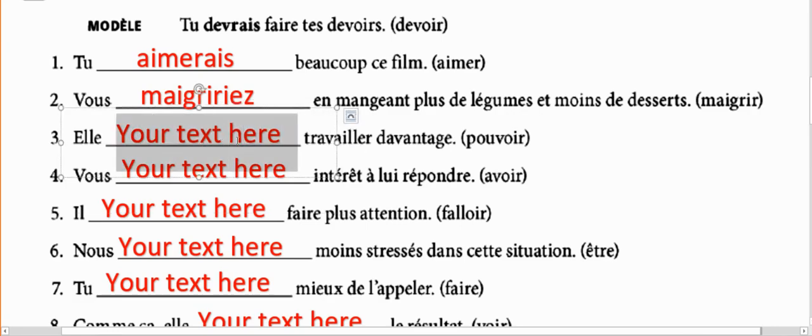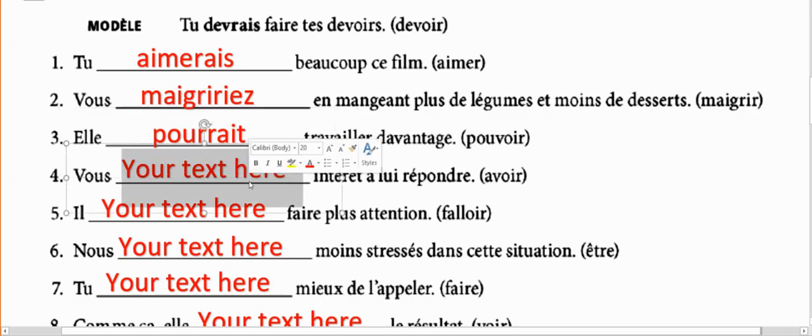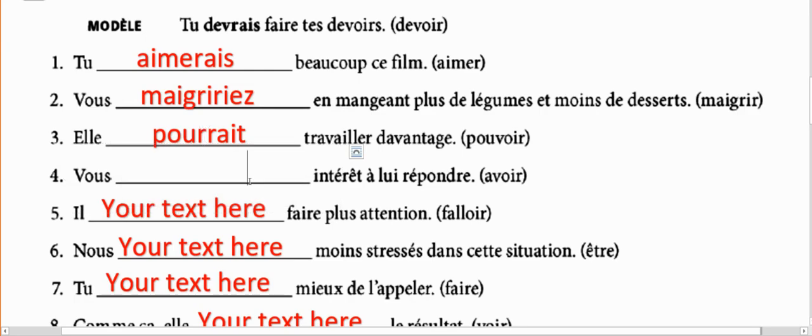Elle pourrait travailler davantage. Elle pourrait. And then the next one, vous, here we go, vous auriez, very good. Vous auriez intérêt à lui répondre. You better answer to him. Or you better answer him. You better. It's like a threat, right? You have like, you better answer.